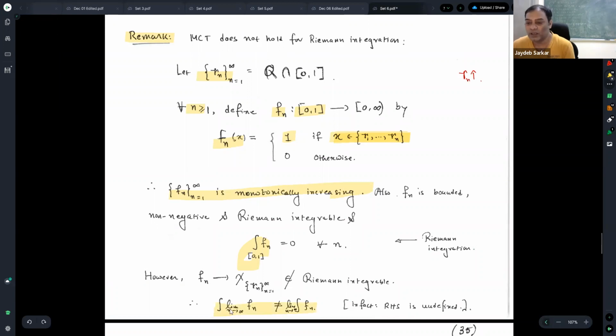Why? Because this doesn't make sense. The left hand side doesn't make sense. Oh, I said right hand side. It should be the left hand side. Left hand side, right? The limit of f_n doesn't make sense. So the left hand side is ill-defined. And that's all about it.